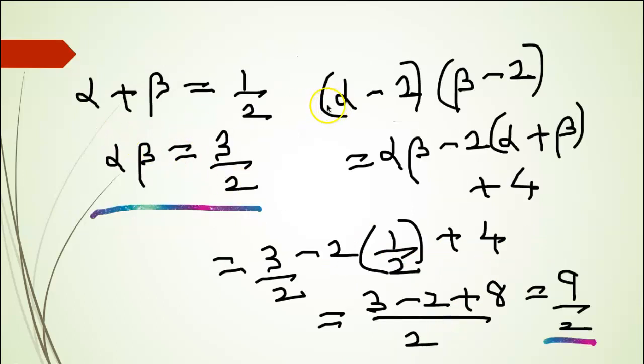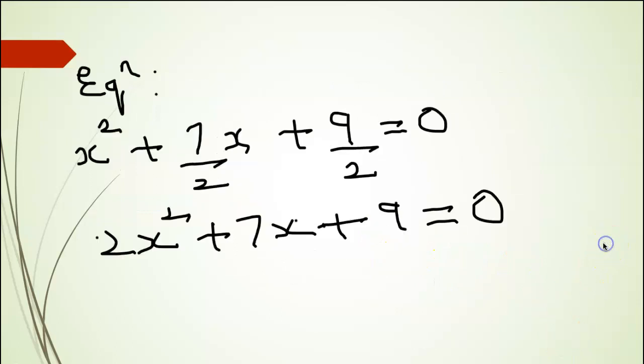And product is alpha minus 2 into beta minus 2, that is alpha beta minus 2 into alpha plus beta plus 4, that is 3 by 2 minus 2 into half plus 4, which is 9 by 2. So your equation is x squared plus 7 by 2 x plus 9 by 2 equal to 0, or 2x squared plus 7x plus 9 equal to 0.